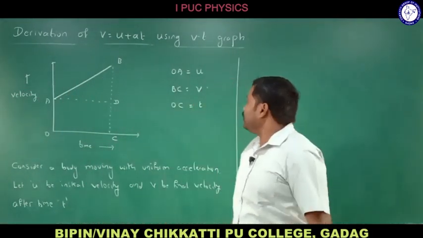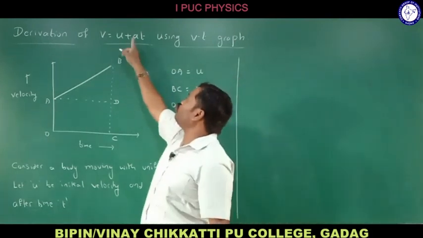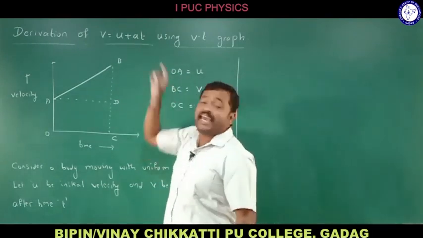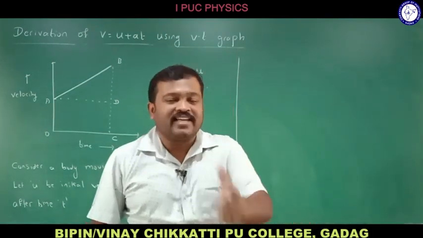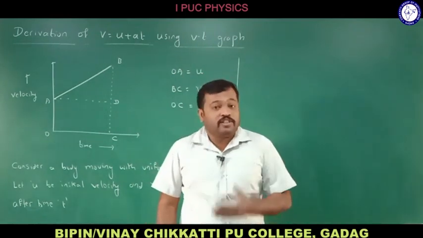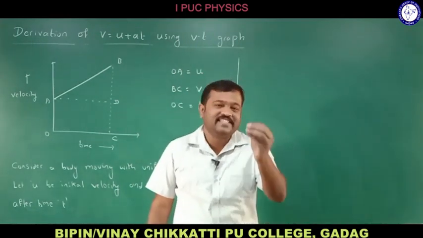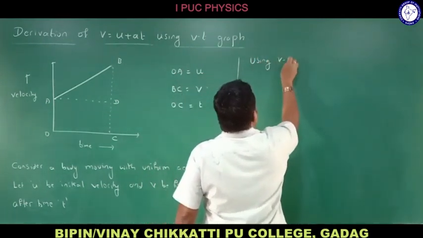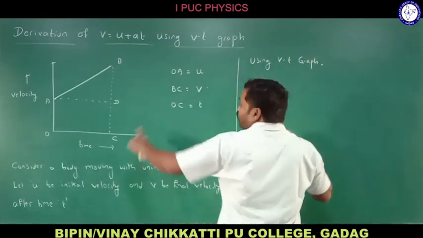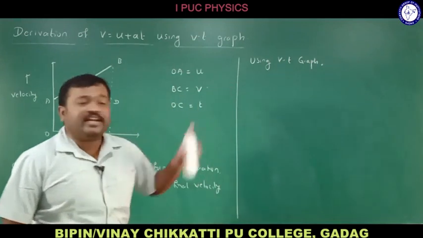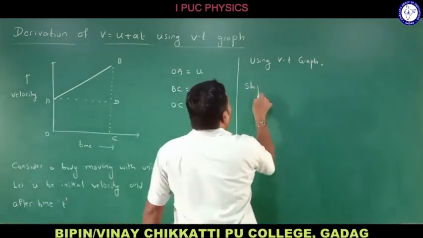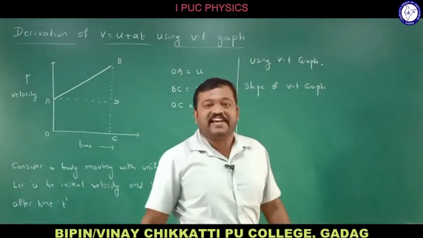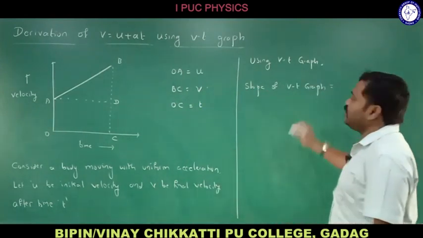Now let me prove it. We are calculating v is equal to u plus at. Here we have v, u, and t, but we don't have a. What is a? Acceleration. What does acceleration give in the graph? The slope of the graph gives acceleration. So let me make use of the VT graph. In the VT graph, we know that the slope of the VT graph gives acceleration. What is the slope of the VT graph?